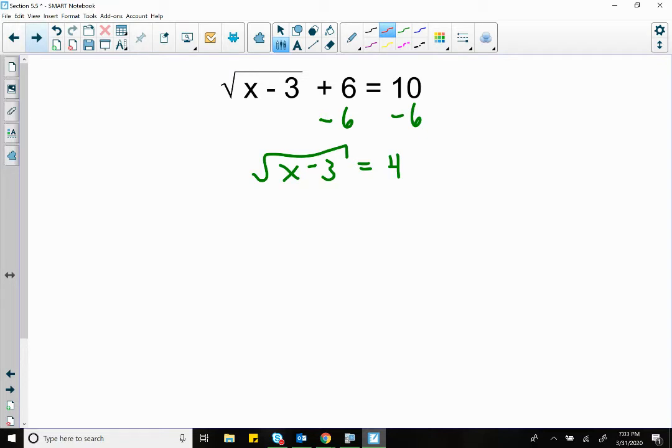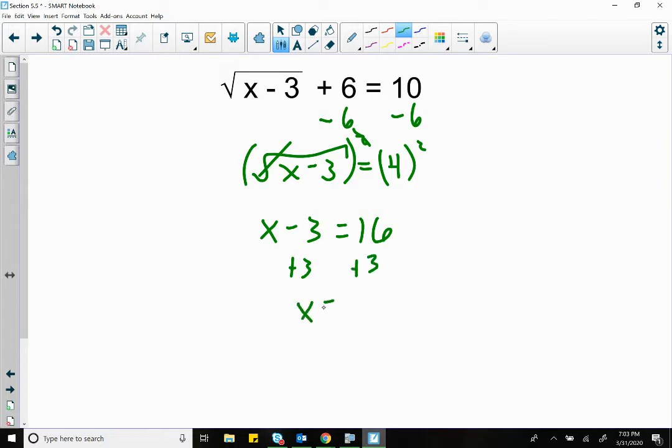Okay? So again, hopefully you're looking at a square root. How do I get rid of a square root? We square it. So the square root and the square take care of each other, and that leaves you with x minus 3. 4 squared is 16. So, in this one, we got to take an extra step here because now we got to continue to get x by itself. How do I get x by itself? Add 3, x is equal to 19.